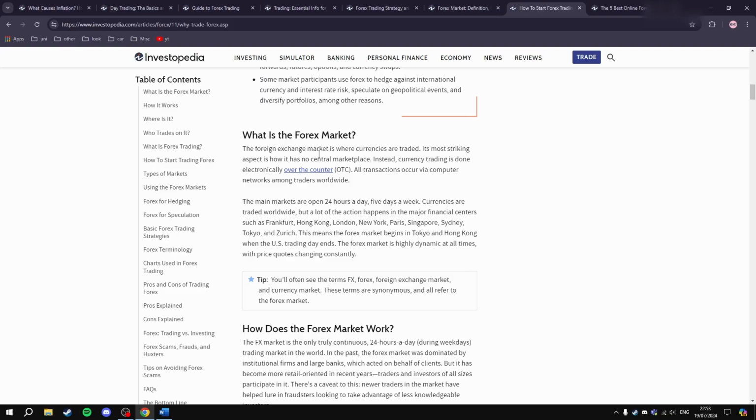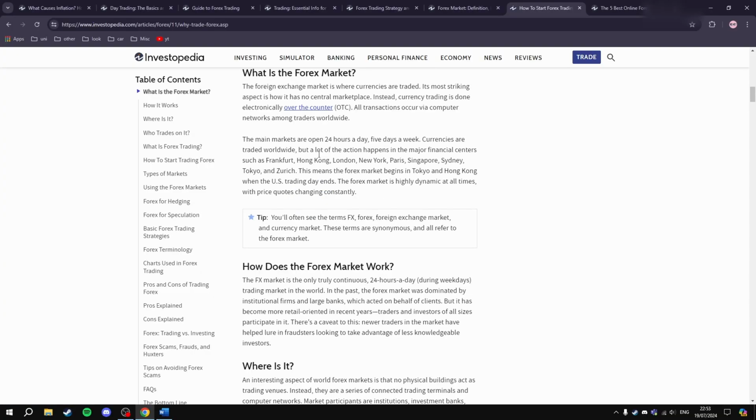Some market participants use Forex to hedge against international currency and interest rate risk, speculate on geopolitical events and diversify portfolios, among other reasons. What is the Forex market? The foreign exchange market is where currencies are traded.